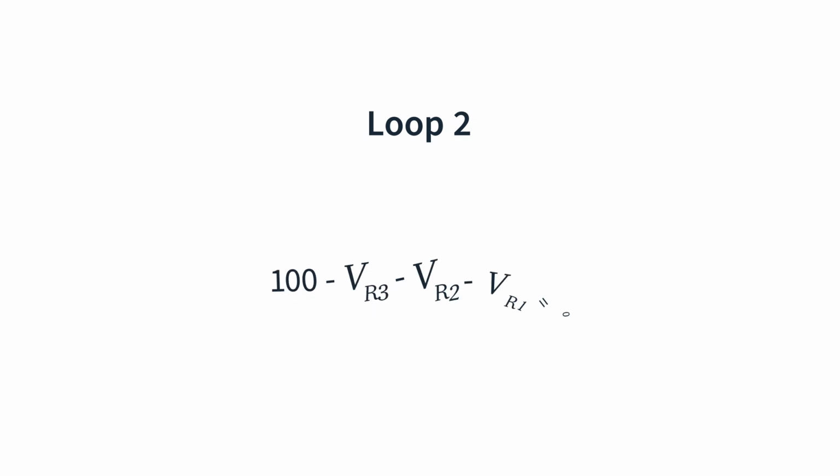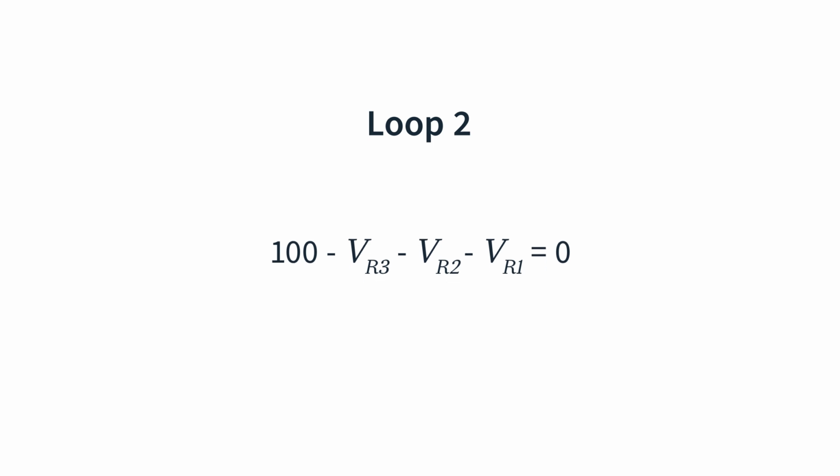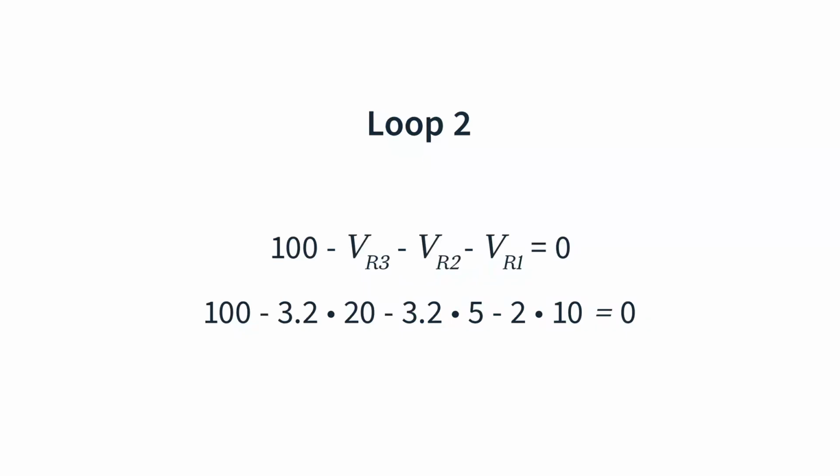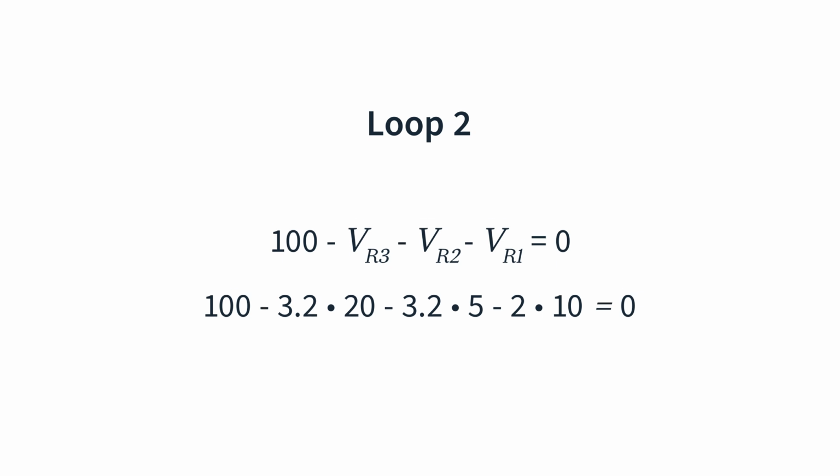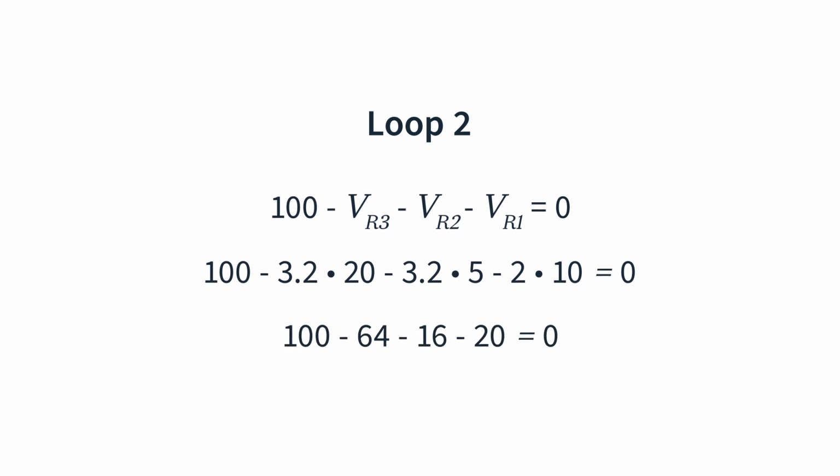We have 100 minus VR3 minus VR2 minus VR1 equals 0, which then, with the values we calculated, becomes 100 minus 3.2 times 20 minus 3.2 times 5 minus 2 times 10 equals 0. Which then becomes 100 minus 64 minus 16 minus 20, which equals 0, showing that the numbers fit perfectly with loop 2 as well, so we have the correct numbers.